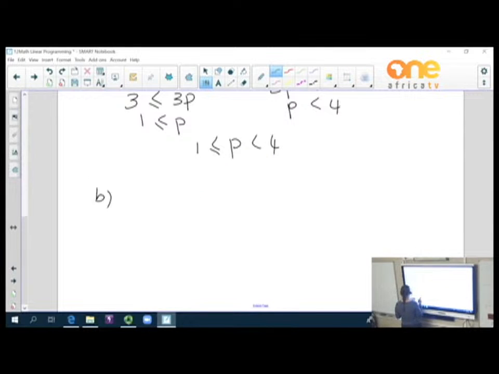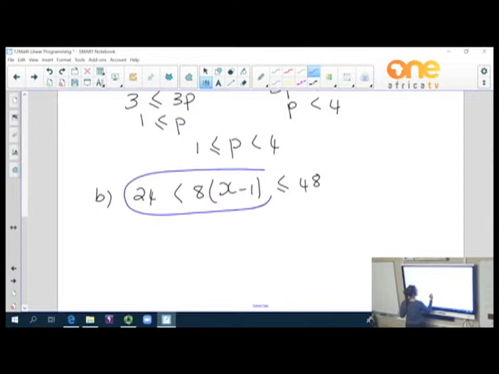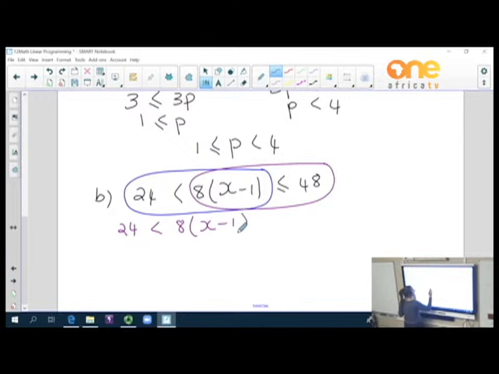Number 2b, we've got 24 is less than 8 times (x minus 1) in brackets, which is less than or equal to 48. Again, two inequalities. Remember, the brackets go together with the one in front. So we are left with 24 is less than 8 times (x minus 1). Multiply out your brackets. So 24 is less than 8x minus 8.